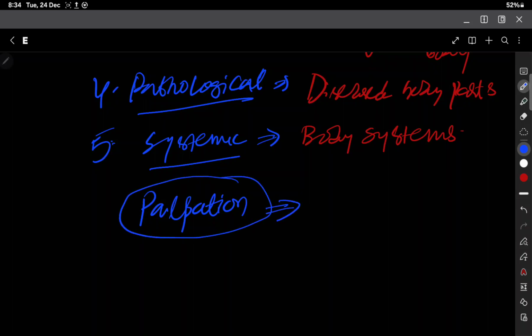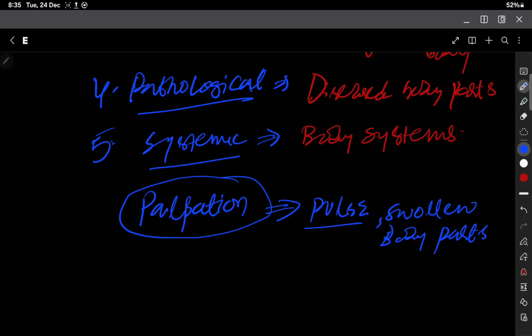So what is palpation? Palpation means you can study the body part by feeling it with your hands. For example, pulse or swollen body parts, those body parts which have swollen for some reason. So pulse you can feel with your hand, swollen body parts you can feel with your hands. That is called palpation, and that is included in anatomy.